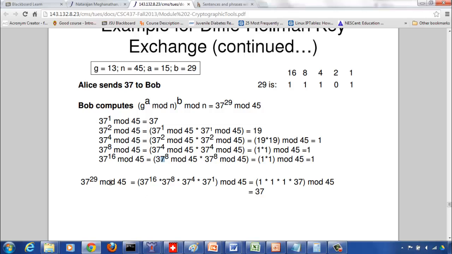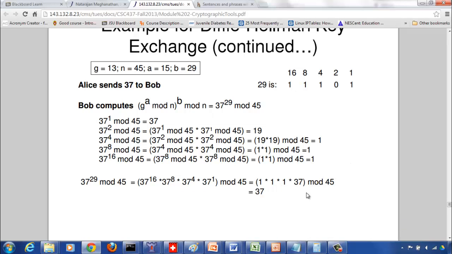So 37 raised to 29 mod 45 is 37 raised to 16 times 37 raised to 8 times 37 raised to 4 times 37 raised to 1 mod 45. So it is 1 times 1 times 1 times 37 raised to 1, which is 37, right? So the whole thing is now 37 mod 45, which is 37. When you divide a number by a larger number, the remainder is that number itself. So since 37 is less than 45, 37 mod 45 is 37 itself. Okay.